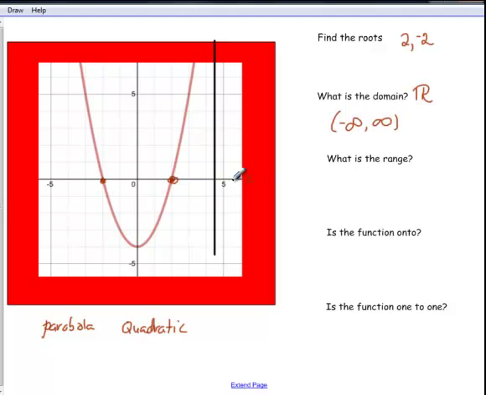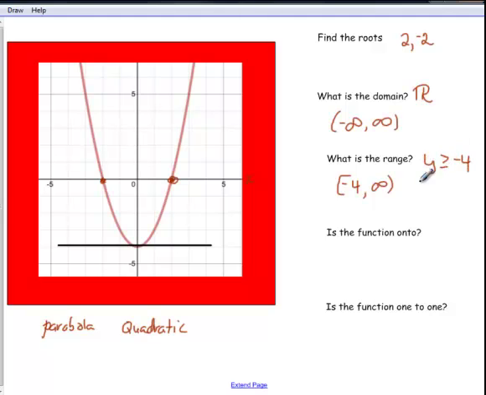The range. Well, the range goes this way. So the range, if I look, the lowest value that this graph hits is 1, 2, 3, 4, negative. So the range is, it hits negative 4, and then it goes up forever and ever. That's the calculus way to do it. Or you could say all y values greater than or equal to negative 4.